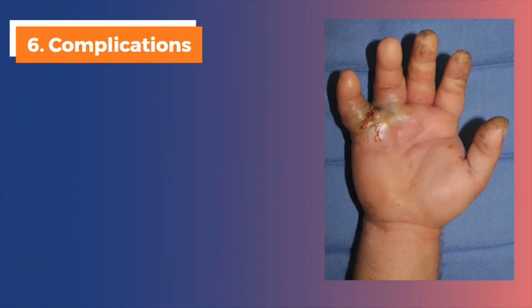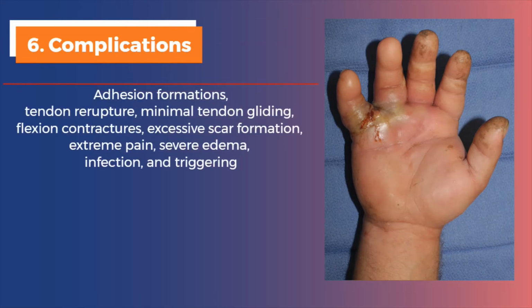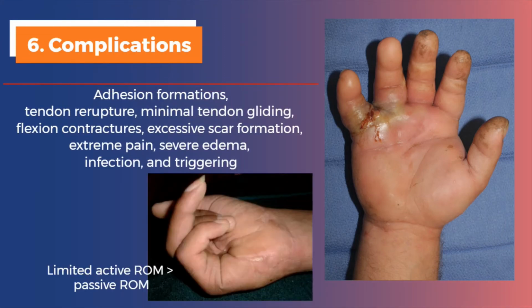In some cases, complications may develop after surgery. The most common complications are formations of adhesions, which greatly limit active range of motion. Other complications include tendon rupture, minimal tendon gliding, flexion contractures, excessive scar formation, extreme pain, severe edema, infection, and triggering. As a practitioner, it is important to always be aware of potential complications, catch and treat them as soon as possible.